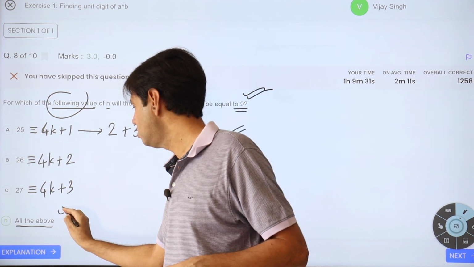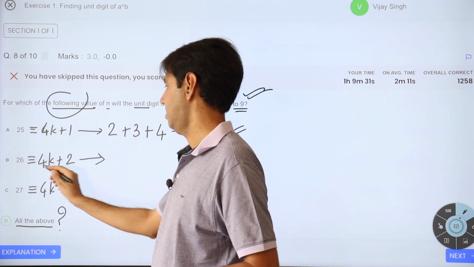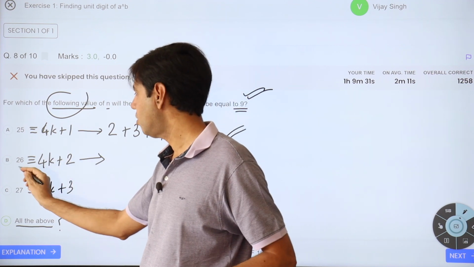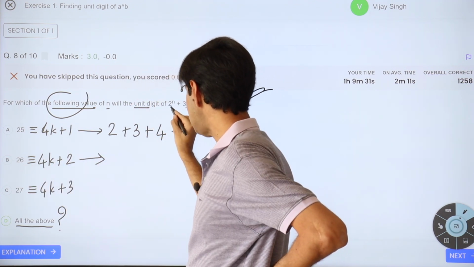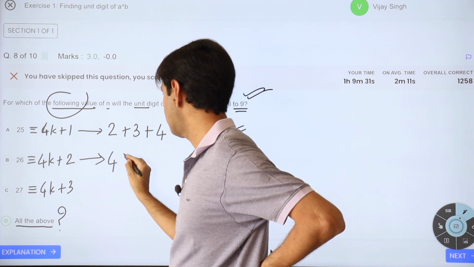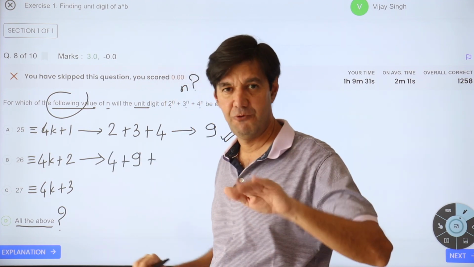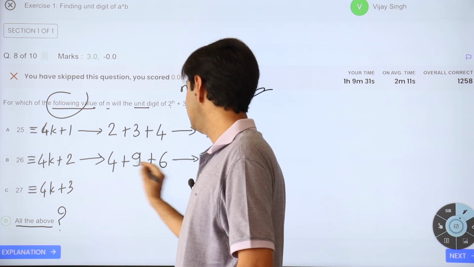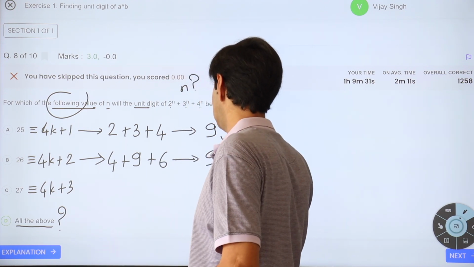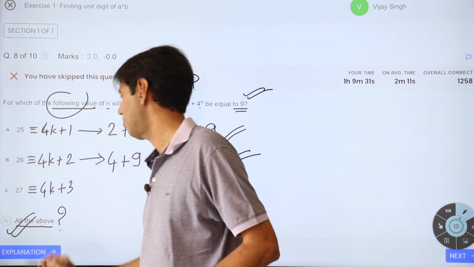But remember, we also have all the above, so you would need to do a check here also. If n was of this type, so this is going to be 2 square, so end with a 4. 3 square, end with a 9. 4 square, 4 raised to even, 16, end with a 6. And the unit digit of this also turns out to be 9. So if 2 values are possible, it has to be for all 3.